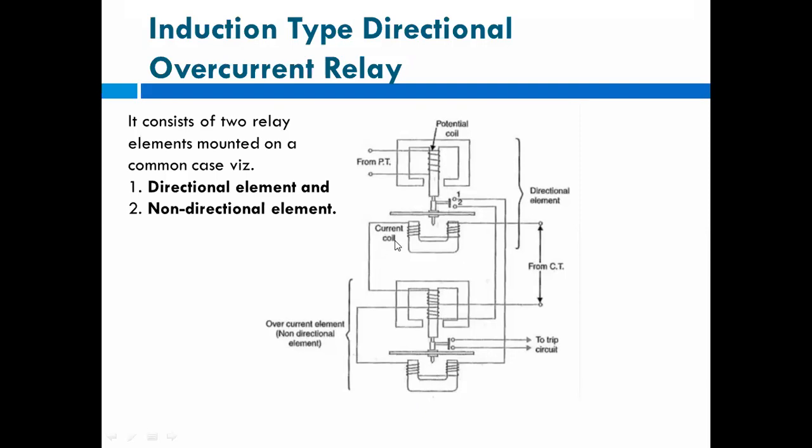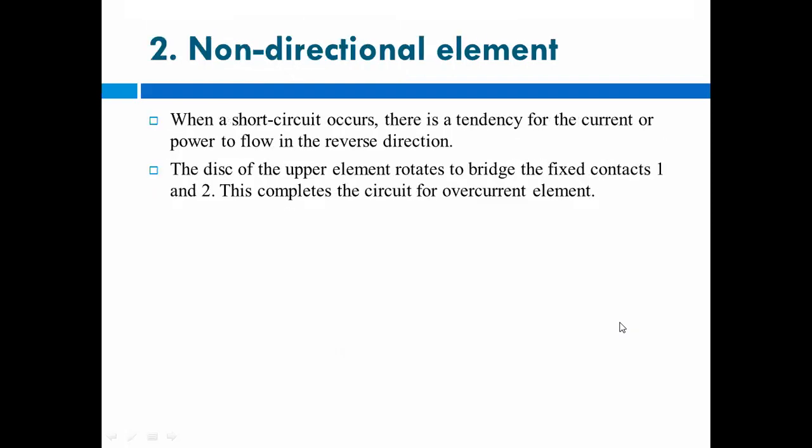This is for the normal operating condition. But when overcurrent or very high current flows through the circuit, this part will start operating, meaning the current will flow through this circuit. So it is the induction type directional overcurrent relay. There are two types, directional and non-directional.